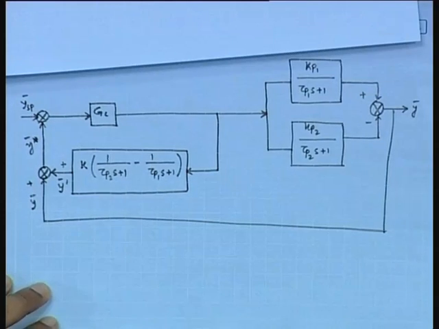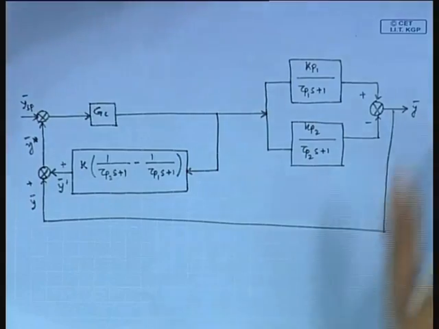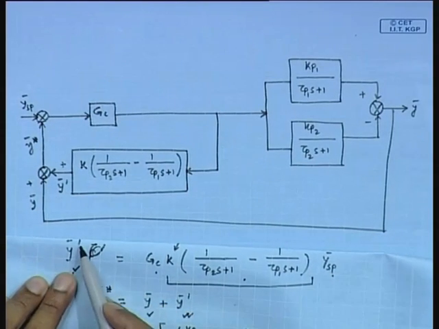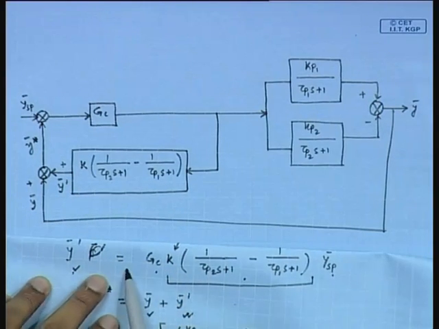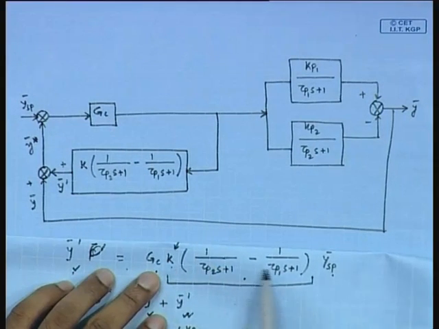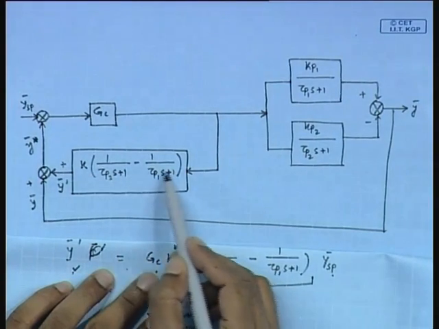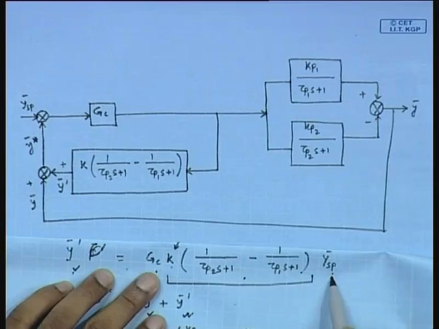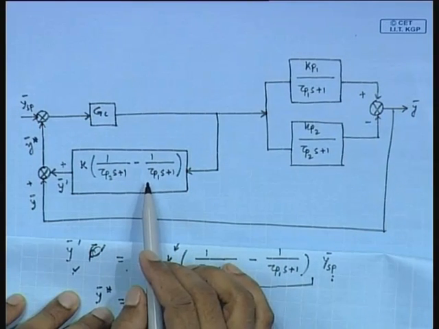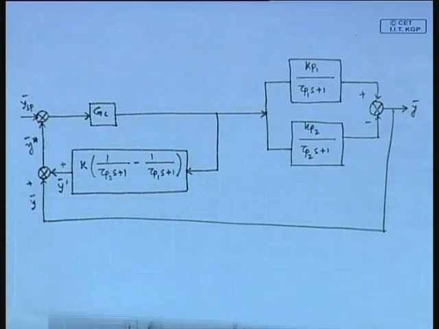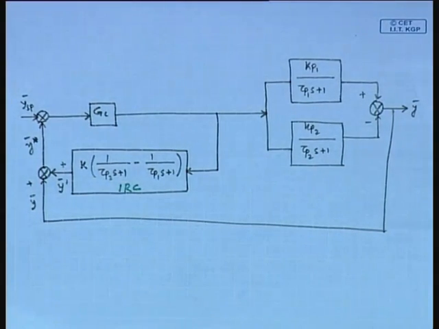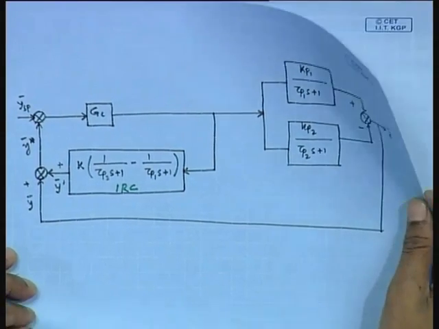Fine. Now, if you see this expression, y prime is the output, that is equal to Gc multiplied with k into this one, which is the inverse response compensator, then this is y set point. So, to obtain this y prime, this block is included in the closed loop block diagram. So, this is basically the inverse response compensator.